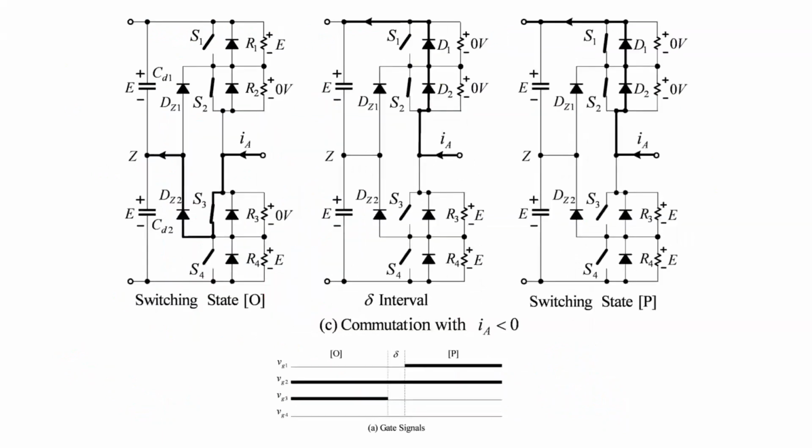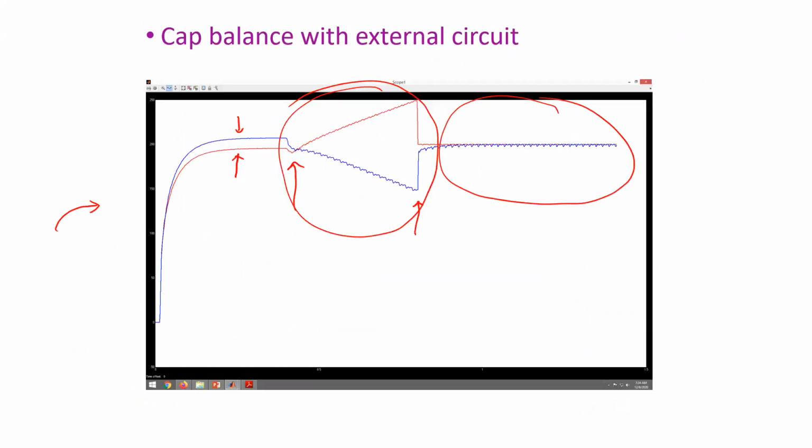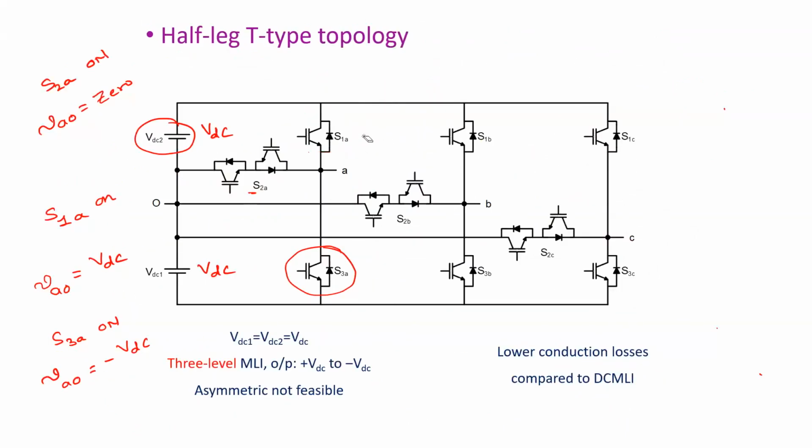But in this particular case, you need to turn on only one switch to obtain a plus VDC or minus VDC voltage. So when compared to the diode clamped topology, the switching losses are reduced at the point when it is obtaining plus VDC or minus VDC.